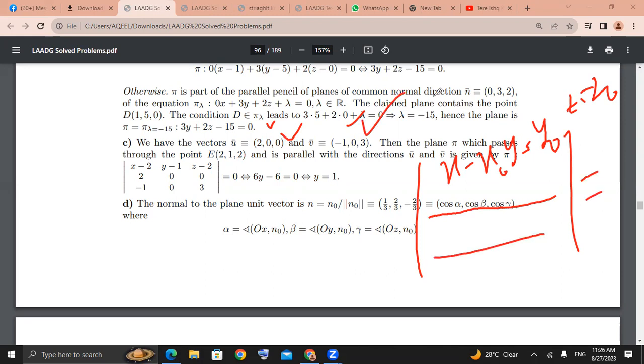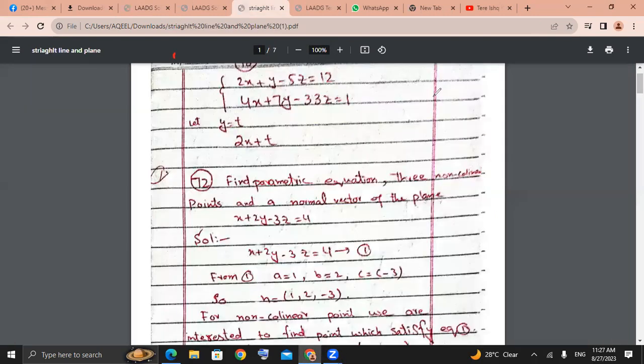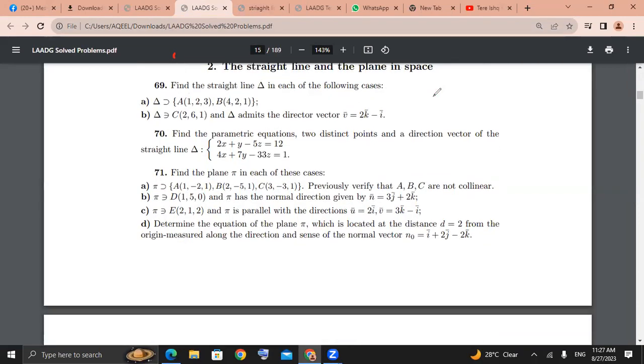As you look here, he writes x minus x naught, which is x minus 2, y minus y naught, which is y minus 1, z minus z naught, which is z minus 2. Then he writes the first vector, and then the second vector, and he expands this, and he gets the answer y is equal to 1. Is it clear? Yeah.